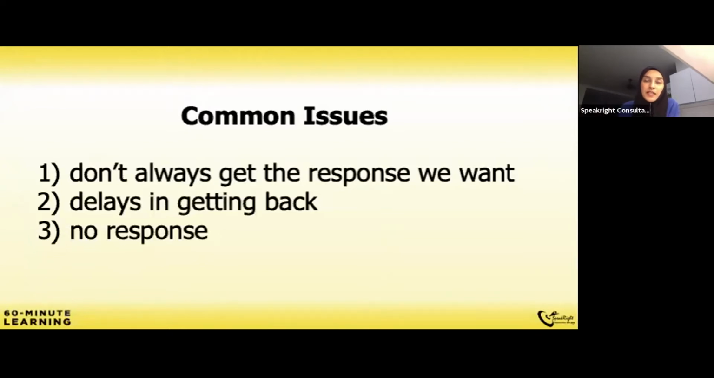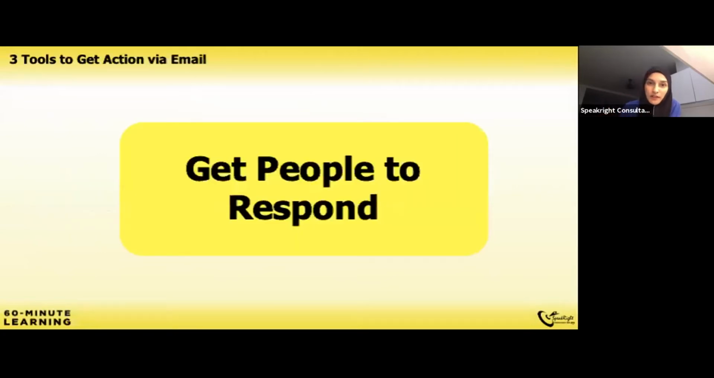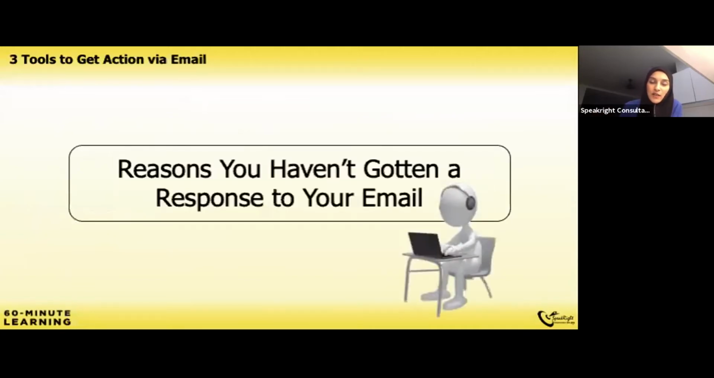So this brings us to the very first tool that I'm going to introduce today, which is a tool to get people to respond. Now, reasons you haven't gotten a response to your email. Imagine this: you take time to draft, all right? And then you send out an email that you think is good enough. We wonder, why has the person not responded to us, or at least respond soon enough? There are actually many reasons, my dear friends, why we don't get the responses that we want.